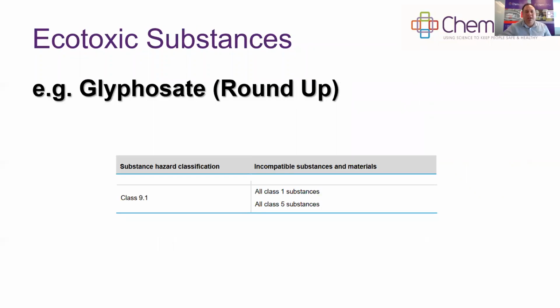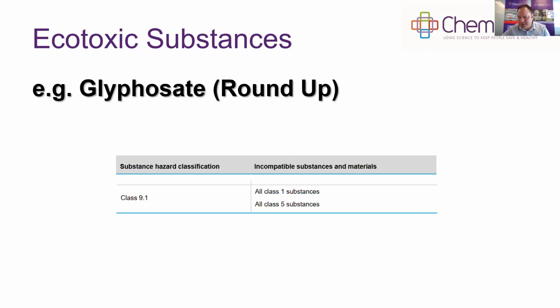And then finally, if we look at our ecotoxic substances, a perfect example of that is our glyphosate, our Roundup. As you can see there, the excerpt that we have is from the EPA notices. So it's not mentioned in the hazardous substances regs, in the tables. However, we do have reference to it in the EPA notice there, which is fantastic. And it is incompatible with your class 1 and class 5 substances.